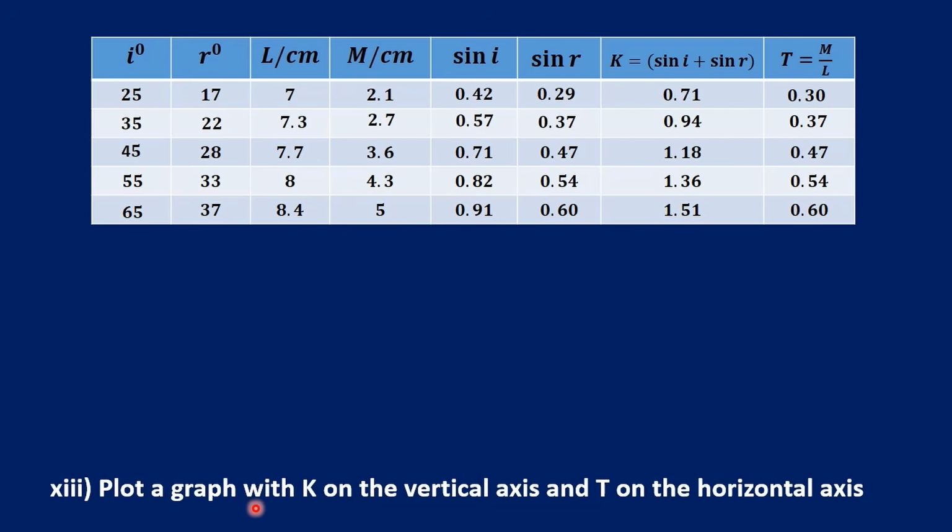We are going to plot a graph with K on the vertical axis and T on the horizontal axis. So we need the values of K. K has no unit because sine I has no unit and sine R has no unit, so when we add the two, there is no unit. T has no unit because M is in centimeters and L is also in centimeters. So when we divide, the units cancel out.